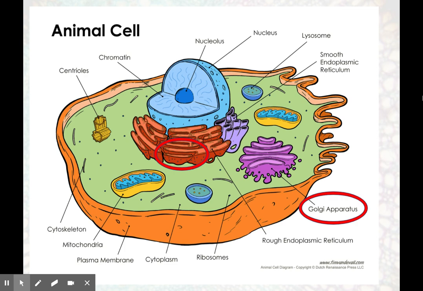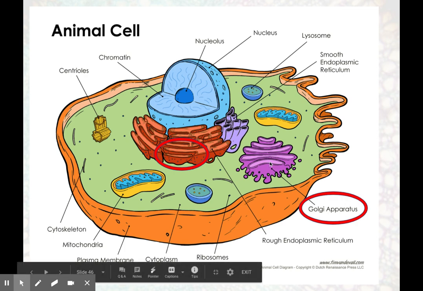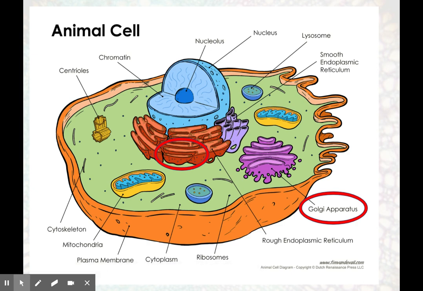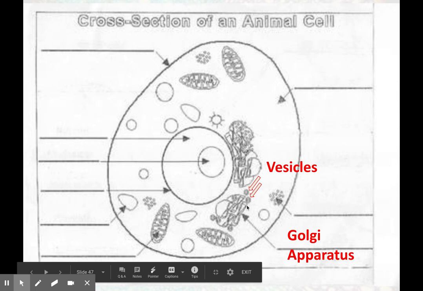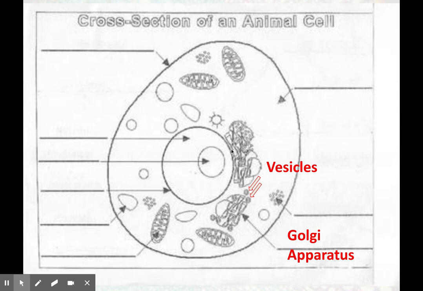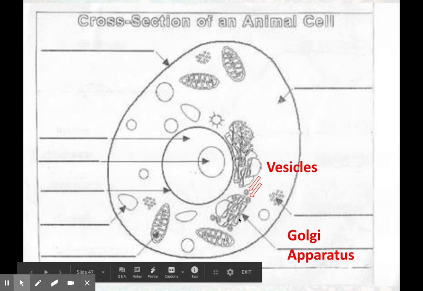So here we have the Golgi apparatus. As you can see, it's a stack of membranes, kind of similar to the ER, but it's not attached to the nucleus. It's away from the nucleus. These tiny little purple circles that are detached are your vesicles. Here we have the Golgi apparatus. Again, the ER is attached to the nucleus. The Golgi apparatus is not attached to the nucleus.